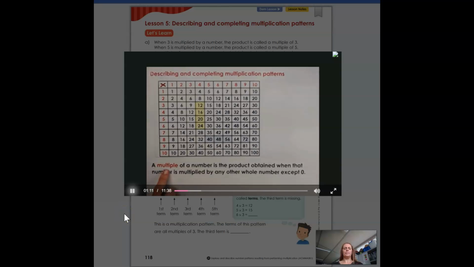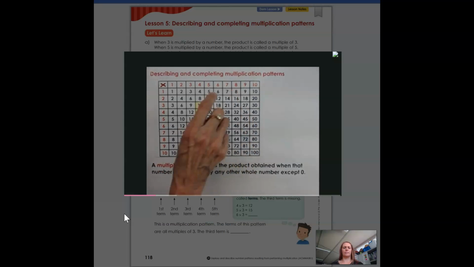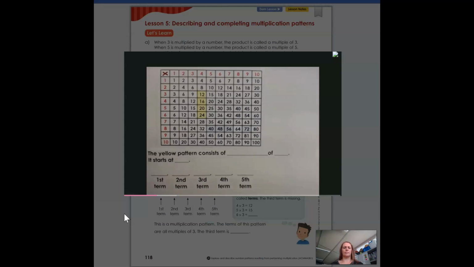So what is a multiple? A multiple of a number is the product obtained when that number is multiplied by any other whole number except 0. So is 56 a multiple of 8? Let's check our chart. Is there a number that multiplies to give us the product of 56? Yes, so 56 is a multiple of 8.